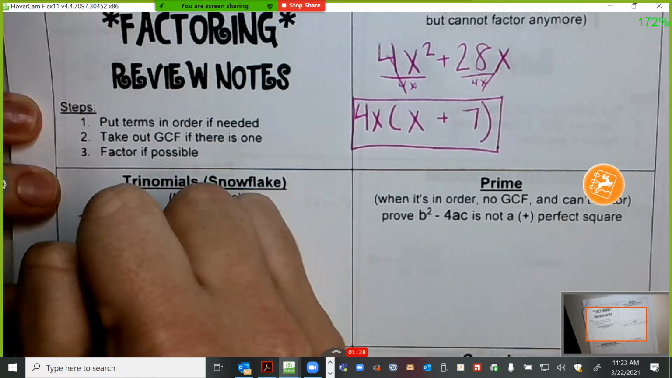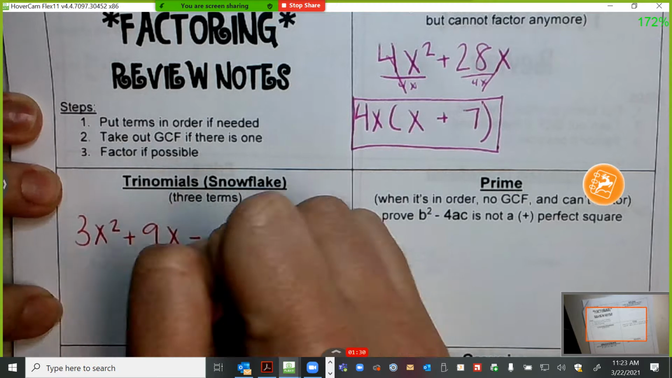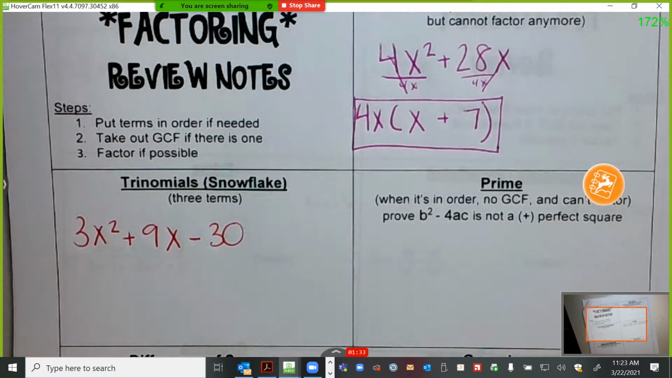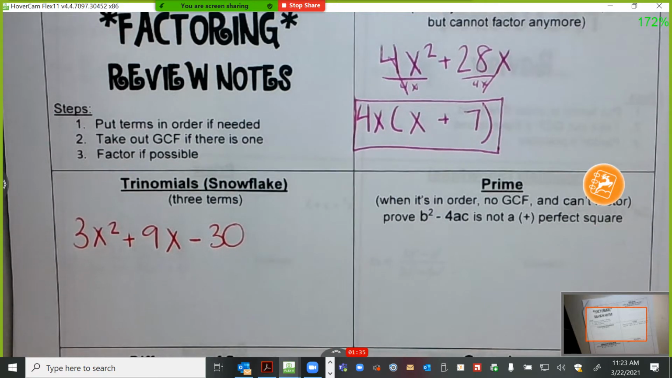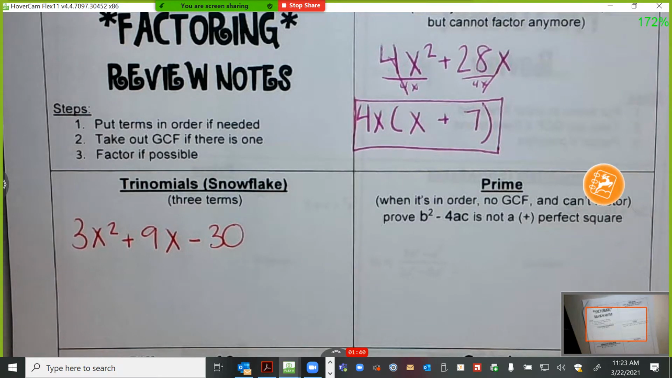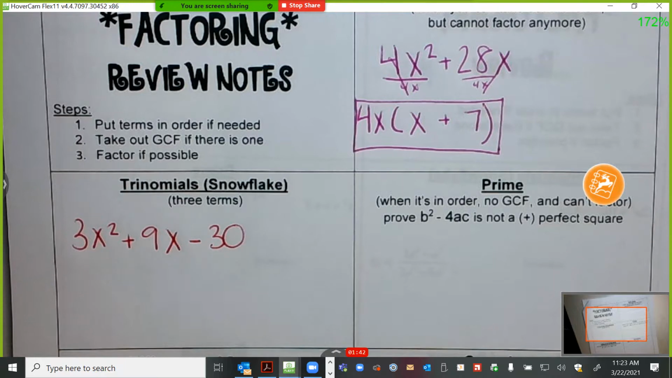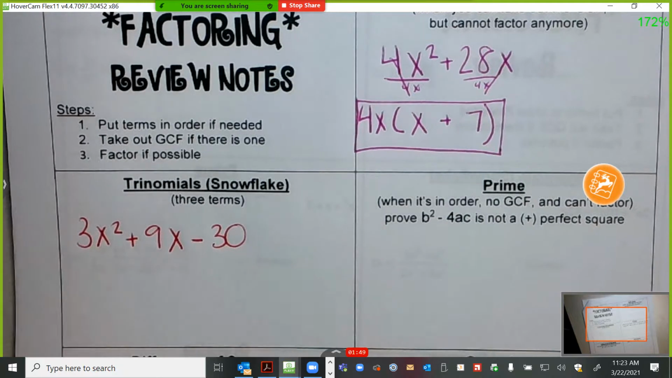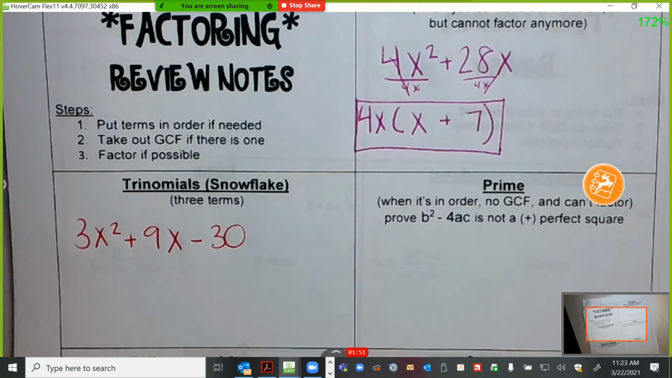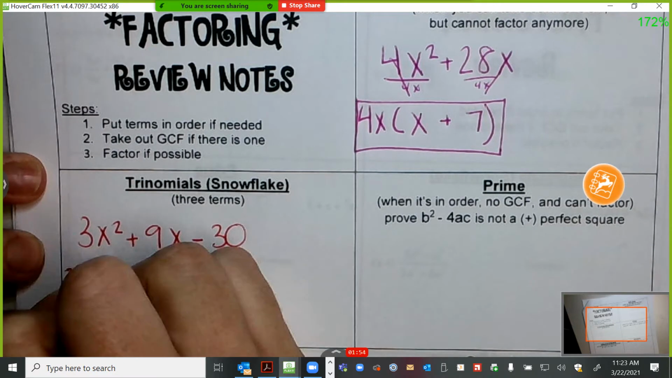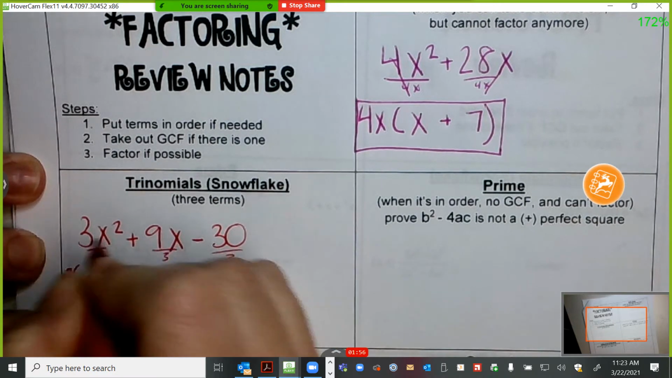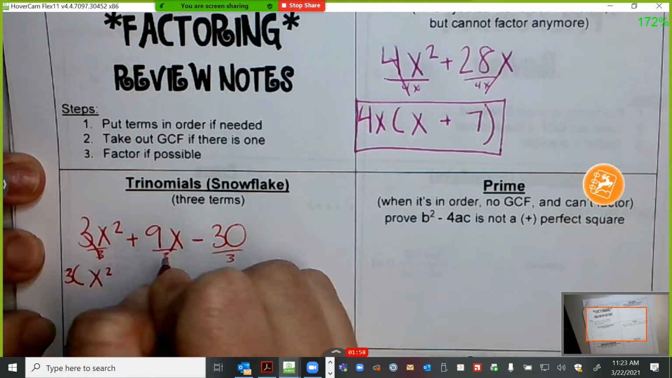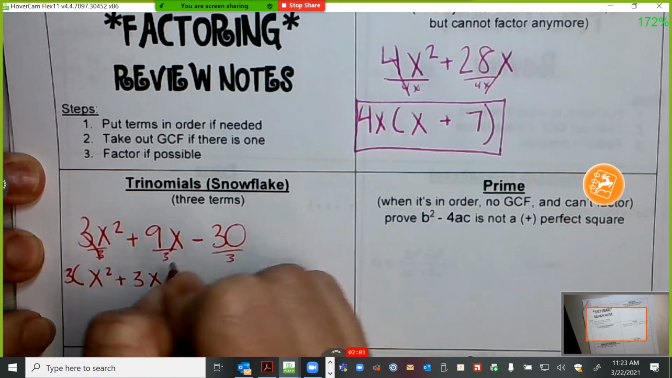3x squared plus 9x minus 30 is going to be our example. So when we're factoring and even doing the snowflake, what's the first thing we should always check for? A GCF. Does this one have a GCF? 3. 3 can go into all 3 terms, but they don't all have an x, so we're not going to take out an x. We're just going to take out a 3. So when I take out that 3, I'm left with x squared plus 3x minus 10.